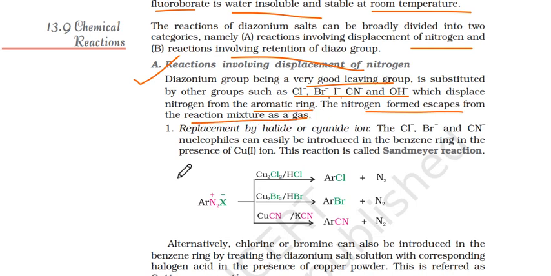So the first is replacement by a halide or cyanide ion. So chloride, bromide, cyanide nucleophiles can easily be introduced in the benzene ring in the presence of copper ion. This reaction is called Sandmeyer's reaction.